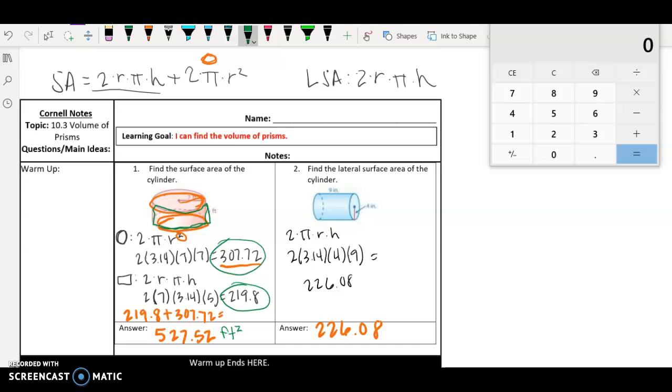Then for number 2, it tells us just to find the lateral surface area. And so that's just the distance around the can. So we don't care about the circles. We don't want to find the area of the circles. So this is 2 times pi times r times height. So we have 2 times 3.14 times 4, because that's our radius, times 9, because that's our height. Think of it as us drawing the soda can standing upwards. And so we get 226 and 8 hundredths.